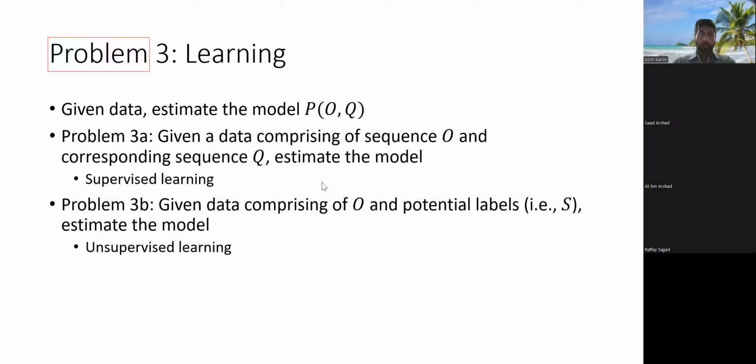And then we have problem 3. This is actually the learning problem in sequence modeling. So in this case, we want to learn the model. And what was the model? Probability of O and Q. So we are now given data, and from data, we would like to learn the model. And this is, of course, machine learning. In this case, we make a further distinction of two types. We have problem 3A and problem 3B.